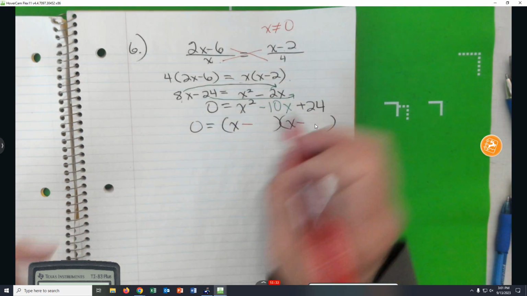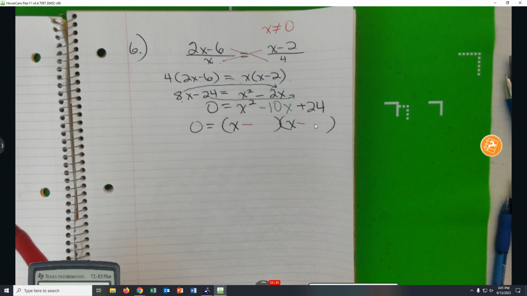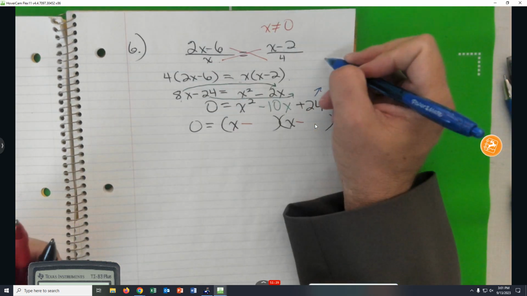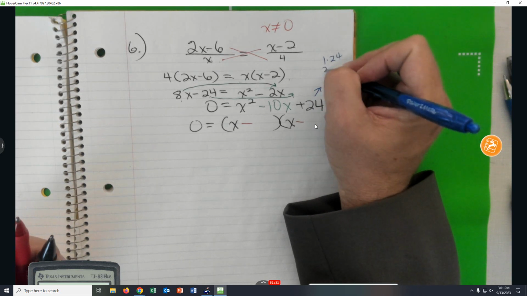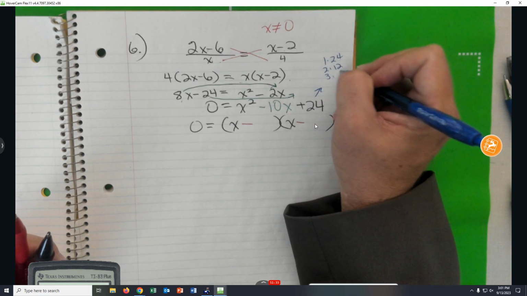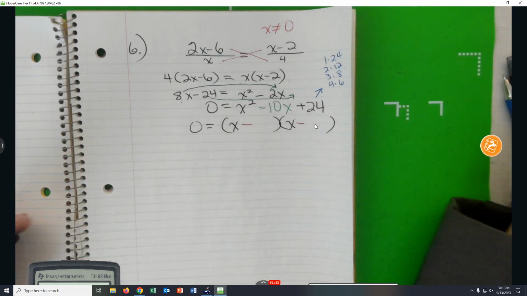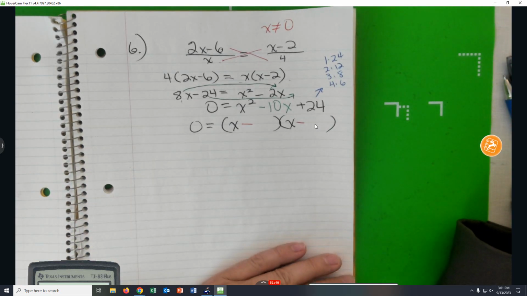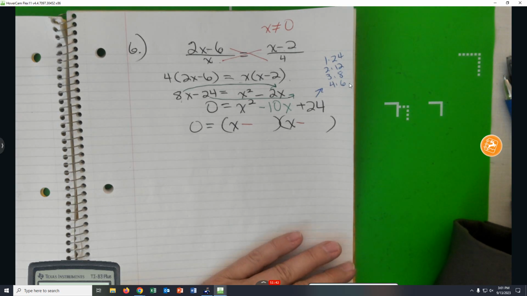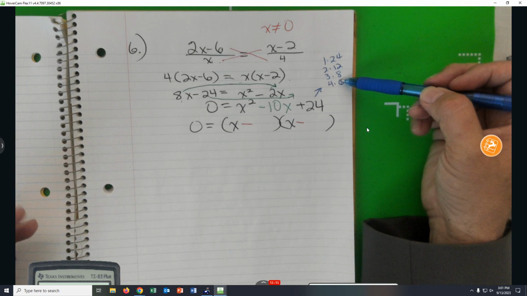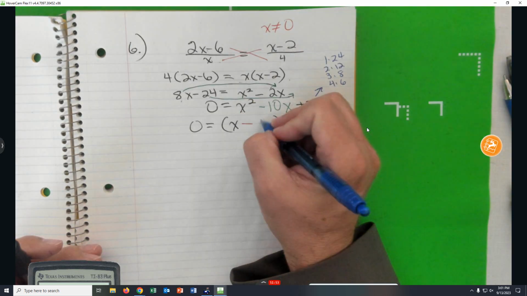And 24. You have 1 times 24. It could be 1 times 24, or 2 times 12, or 3 times 8, or 4 times 6, 5. Is that all of them? 5 doesn't go in evenly. Is there another pair? No. So it's a simple trinomial. Choose the pair. Okay, 4 and 6. 4 plus 6 give you that 10 that you need.